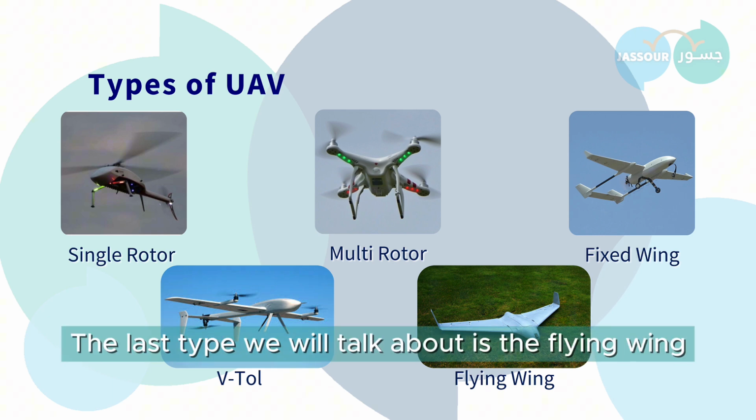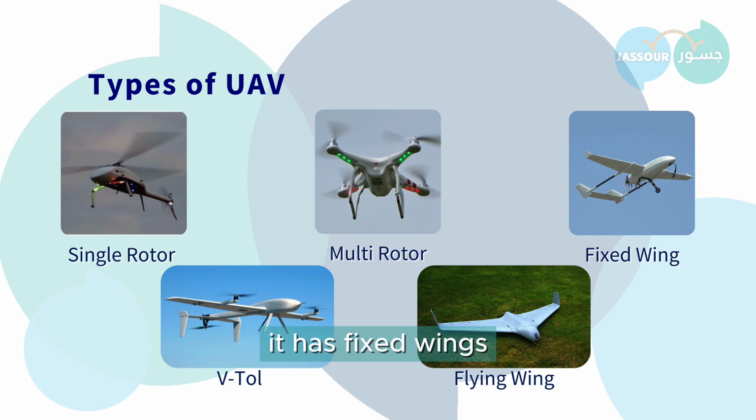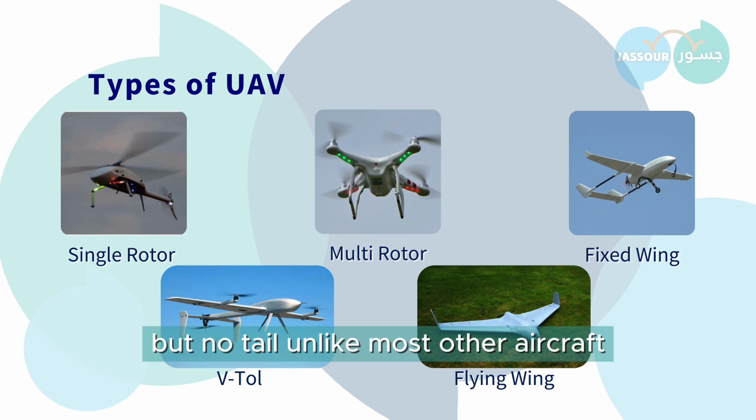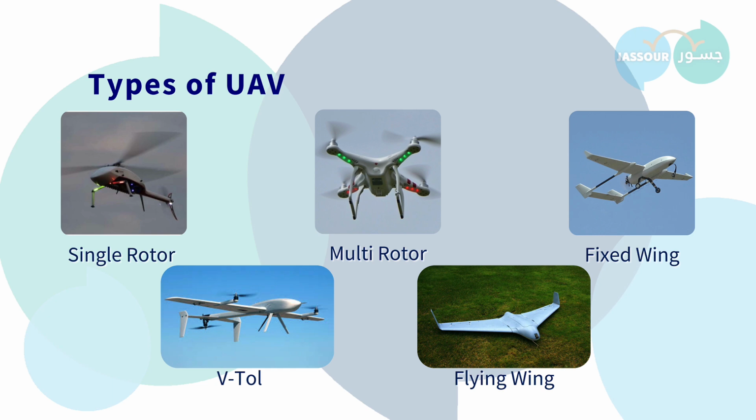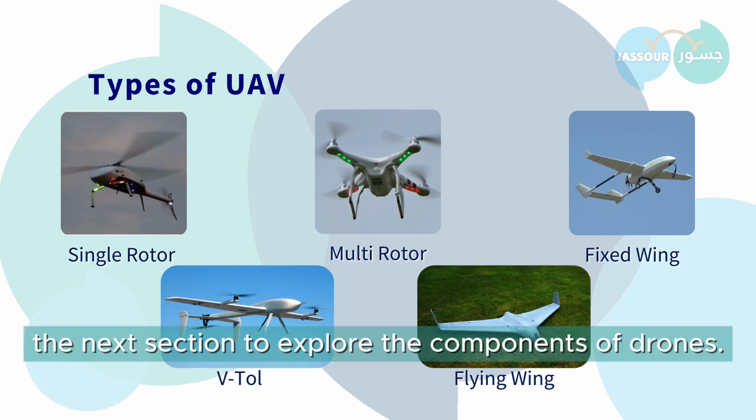The last type we will talk about is the flying wing. It has fixed wings but no tail, unlike most other aircraft. That is a key difference. Let's move on to the next section to explore the components of a drone.